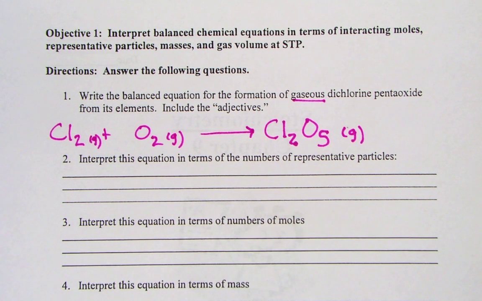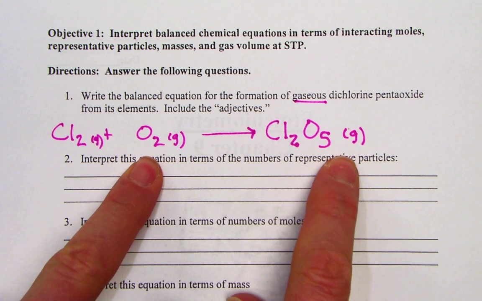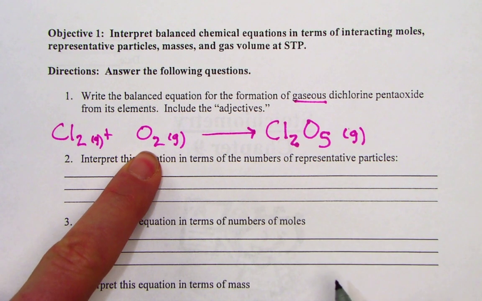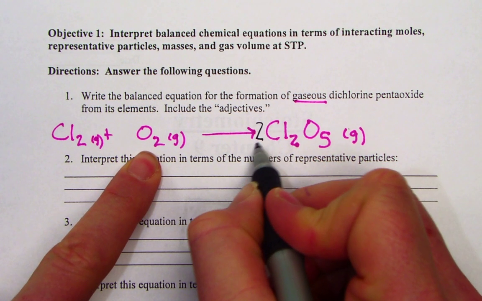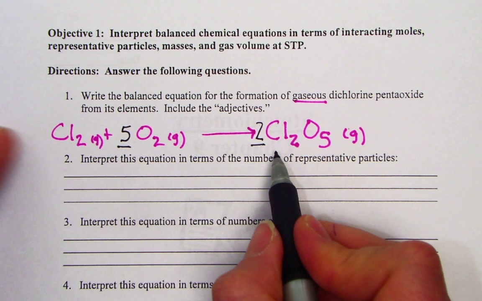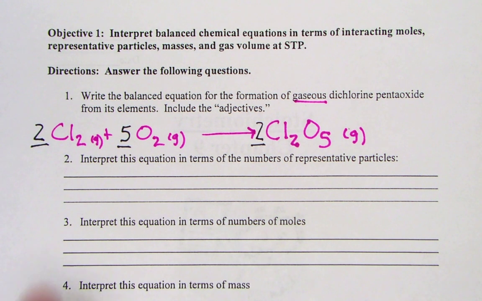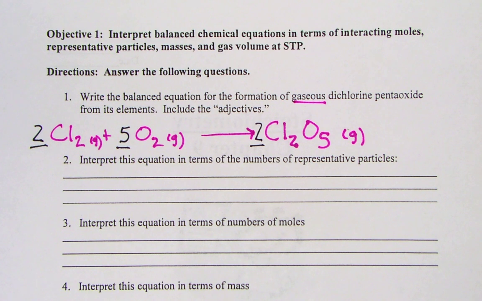The last thing we'll need to do is to balance. The chlorines are looking good. It's the oxygens that aren't behaving. I have 5 on the right side, but 2 on the left. We'll need to turn them both into 10s. So I'll double the product, come back and place a 5 in front of the oxygen. By doubling the product, I'll need to come back and also double the amount of chlorine. A 2 to 5 to 2 stoichiometric ratio.